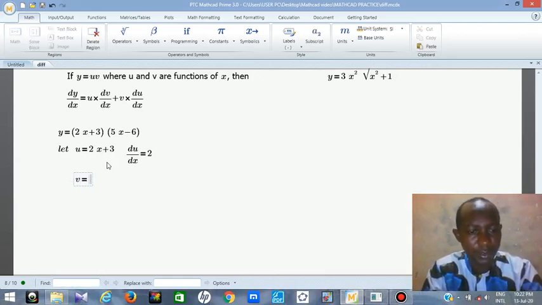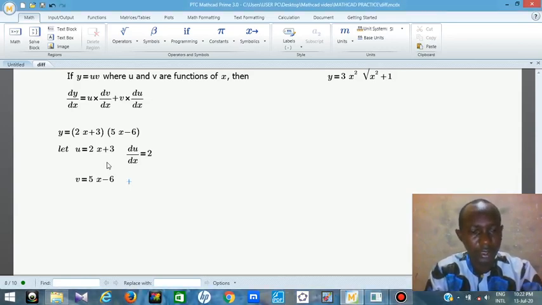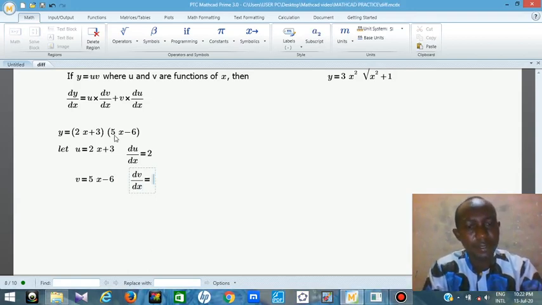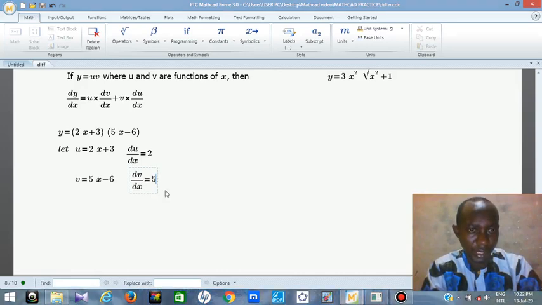So v equals 5x minus 6. Then you need to differentiate this, which is now dv/dx. dv/dx is going to be equal to 5. Just follow your basic rules of differentiation and you will get the answer. There is nothing so special about what I'm doing here. So that is this. Then what next?